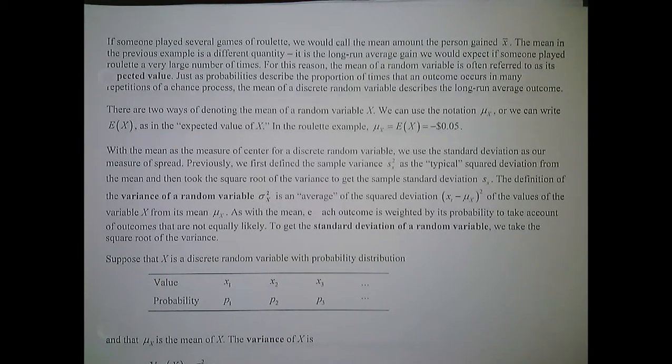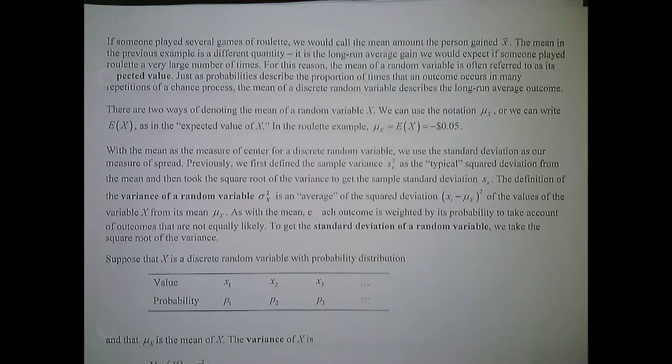With the mean as the measure of center for a discrete random variable, we also want to adjust our measure of spread. So just like before when we were discussing measures of center and spread, we know that if we're using the mean as the measure of center, then the standard deviation is what we would use as our measure of spread to go with it. Just like before, we talked about the sample variance, S sub x squared, as the typical squared deviations from the mean, and then we could take the square root of that variance to get the sample standard deviation, S sub x.